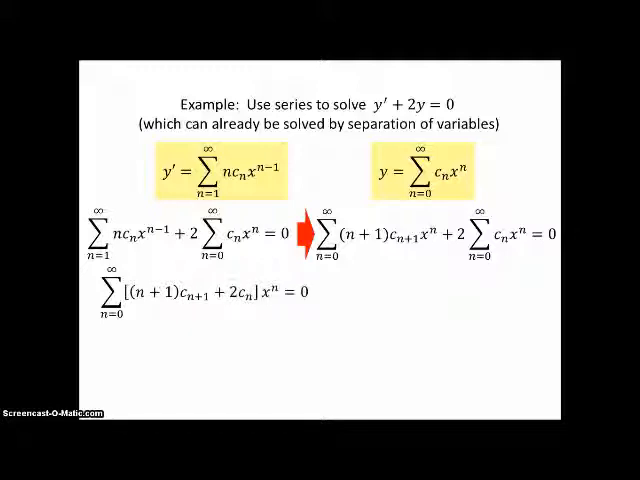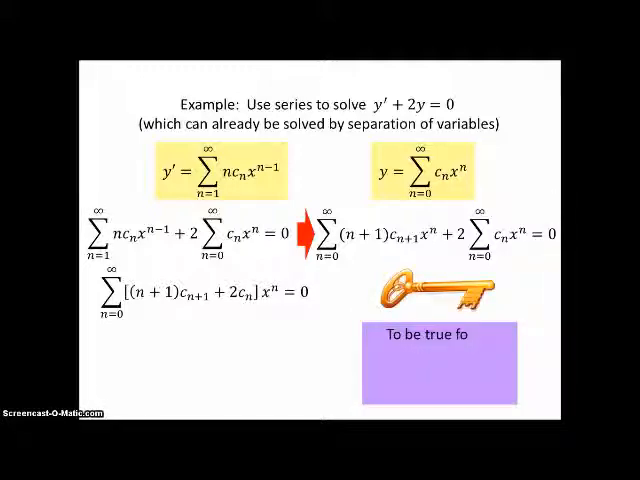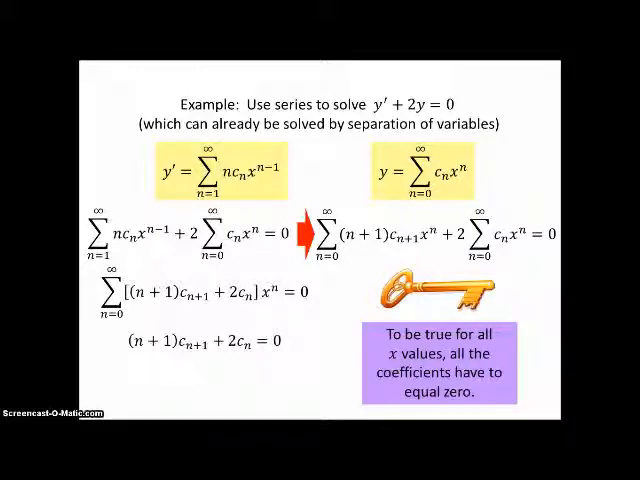So combining into one series, we get the sum of the 2 coefficients times x to the n. And all of that has to equal 0. Now, the only way it's going to always equal 0 for all x values, because x doesn't have to be 0, means that to be true for all x values, all the coefficients have to equal 0. Otherwise, it's not going to be 0 for every x value. So we set the coefficients equal to 0 and solve for c sub n plus 1 in terms of cn, so that if I have one coefficient, I can figure out all the rest.